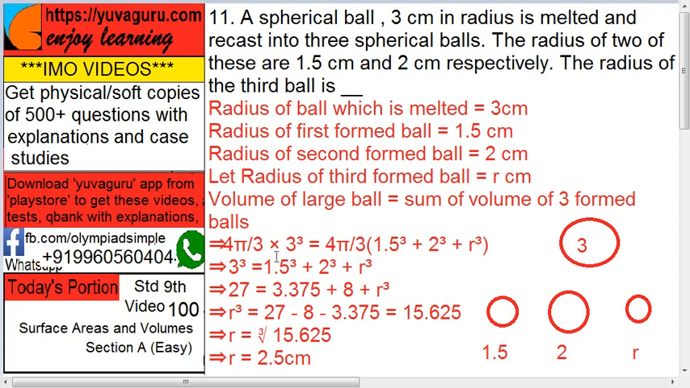This you have to do it personally. 2 cube is 8. Solve this. R cube you get 15.625. Now you have to find out r.